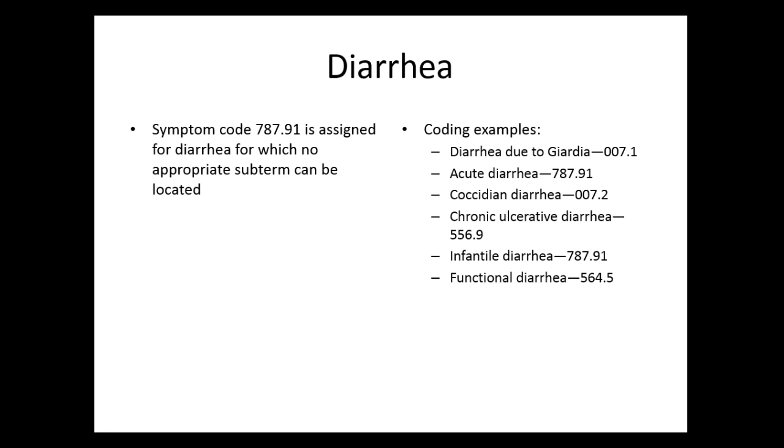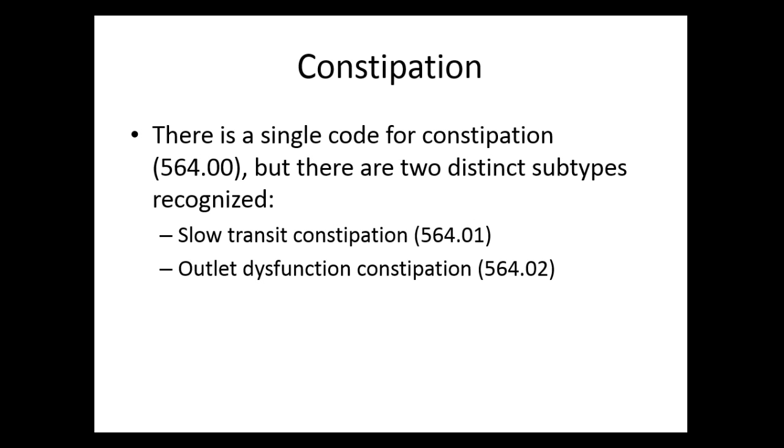Check the alphabetical index carefully. Diarrhea can be related to a variety of conditions. Note that the main term for diarrhea is followed by a long list of non-essential modifiers. The slow transit of stool results in a delay of transit of fecal material through the colon secondary to a smooth muscle disorder. Outlet dysfunction constipation results from difficulty evacuating the rectum during attempts at defecation.